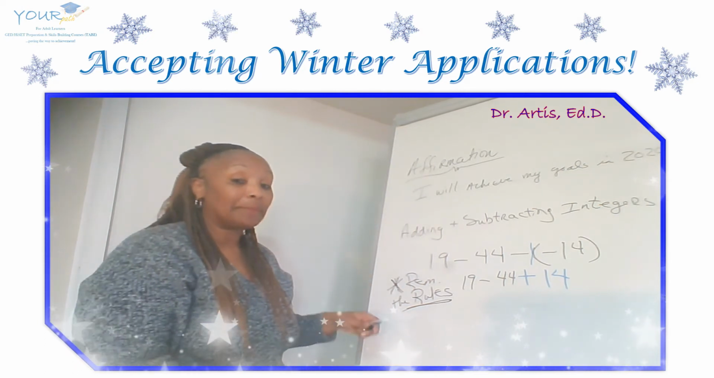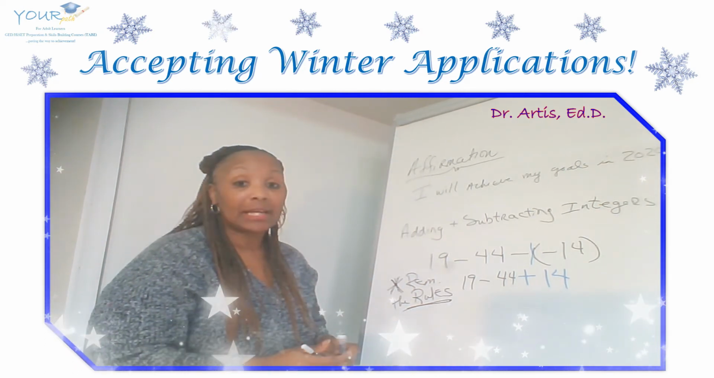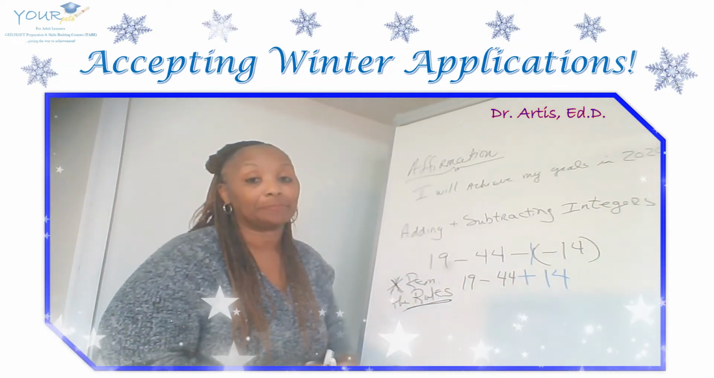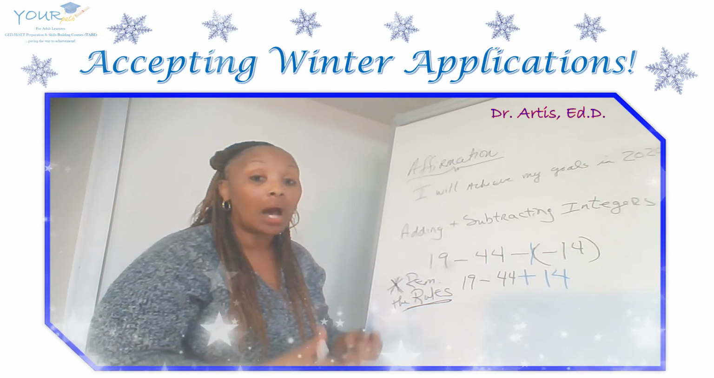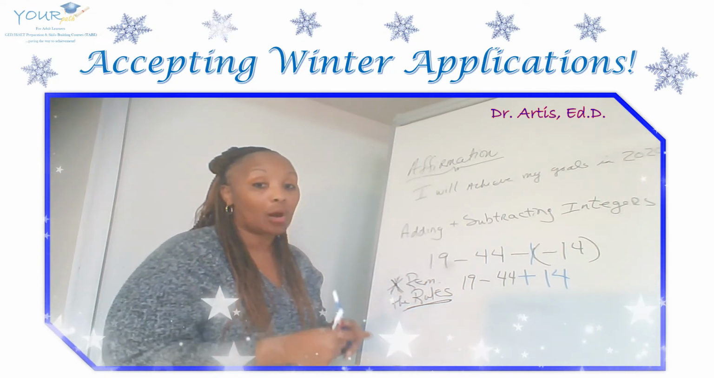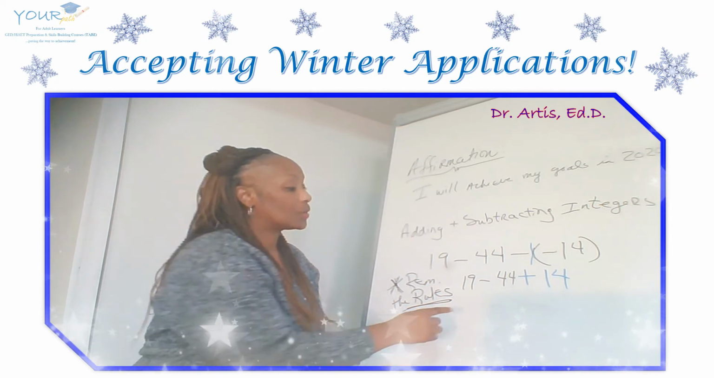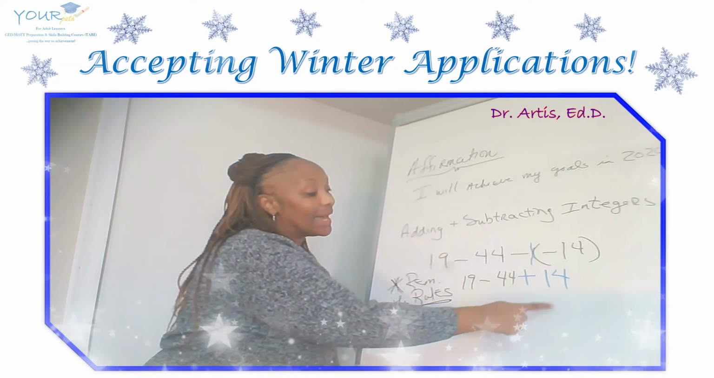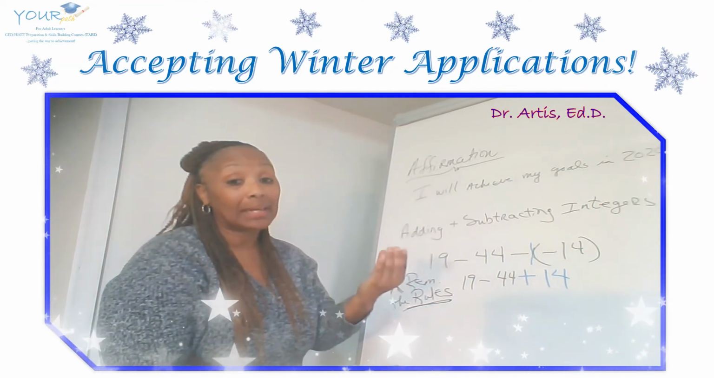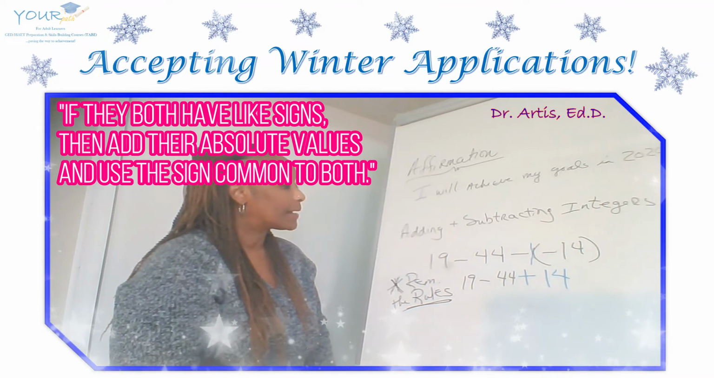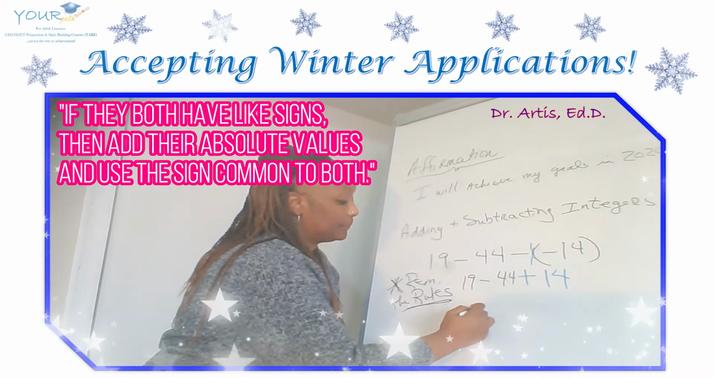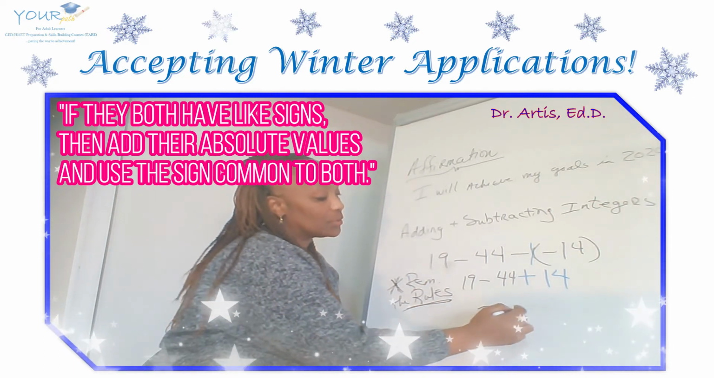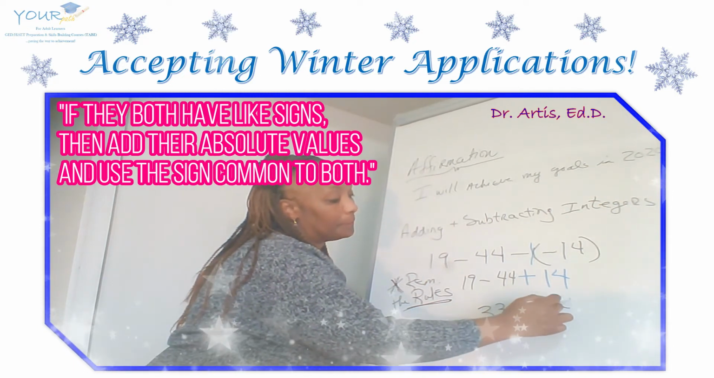So now I have simplified this problem and ended up with 19 minus 44 plus 14. Now I'm going to look for my common numbers, the numbers that are alike according to the signs. So here I have 19 plus 14. I have a positive 19 and a positive 14, so I can combine those together. When I combine them, I get 33. And now the only thing I need to do is bring down my negative 44.